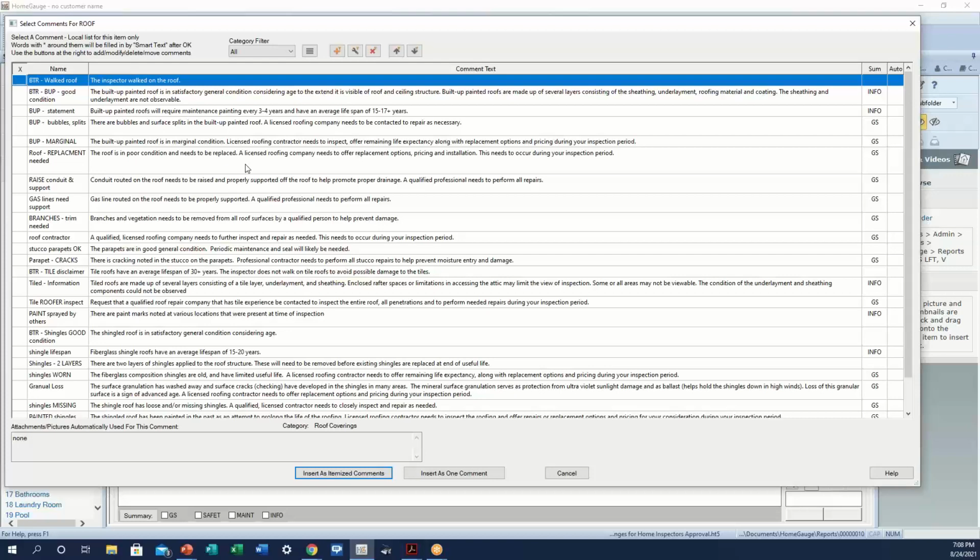The roof is leaking through the ceiling onto the living room floor. I think it needs to be replaced. And you've been up there. Don't be scared to say it, but it's up to you. Raised conduit. Conduit on the roof needs to be raised and properly supported. We're trying to get to the point where we don't have to do any other writing other than just click on these simple little items.